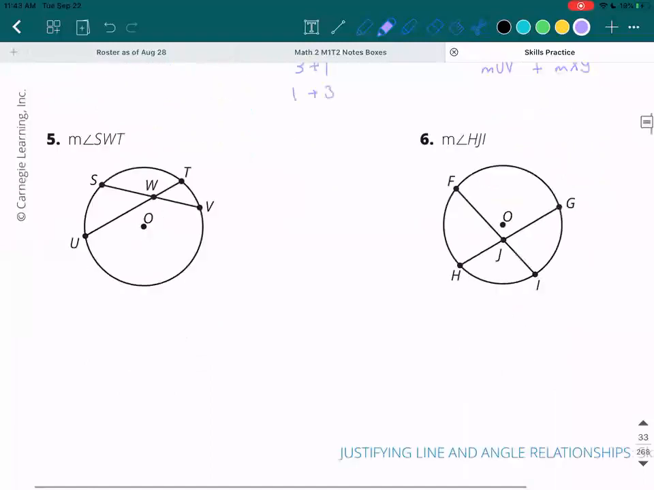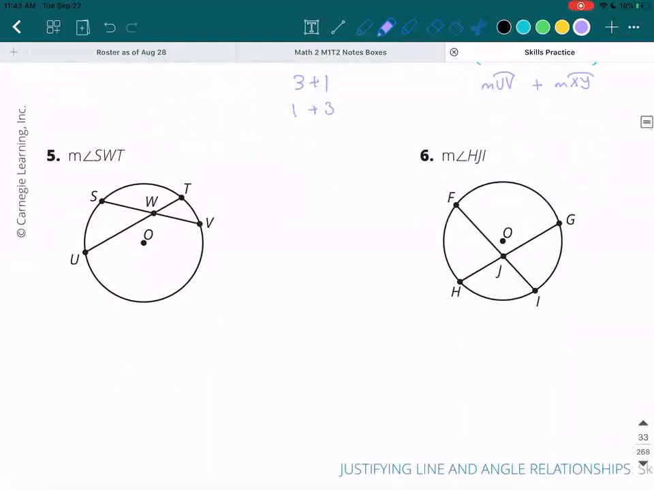Scrolling down, let's go to number 5 and 6. Same thing. We have the measure of angle SWT. So you guys tell me, which are the two arcs we are adding together? SU and TV. Well, if we do SU and TV, that doesn't help us make the bow tie with this angle. So not those. ST and then UV.